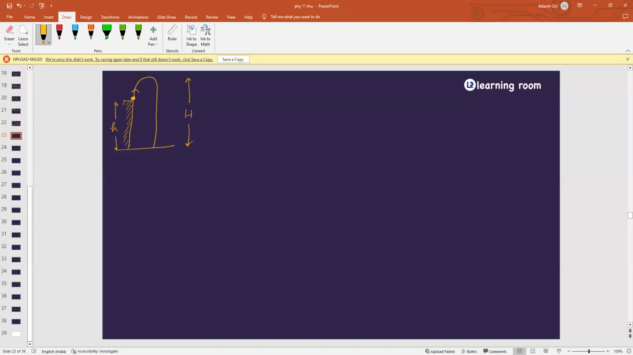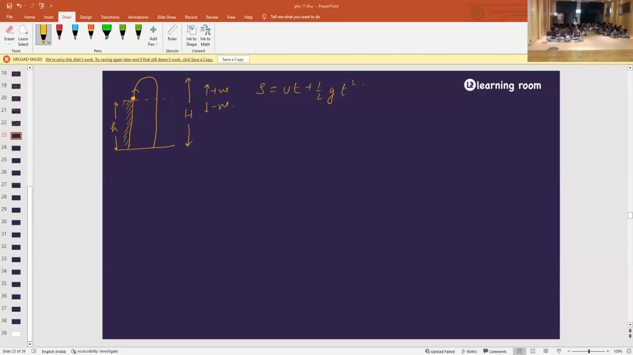There are two ways. Either we can take the motion of the ball from here to the top and from the top to the bottom. This is one way. Another way, we can consider the motion of the ball throughout its length. How can we do that? You just have to consider this equation, s is equal to ut plus half gt square. First of all, we'll provide the direction. Let us take upward direction as positive and downward direction as negative. You can take downward as positive also. That depends on you.